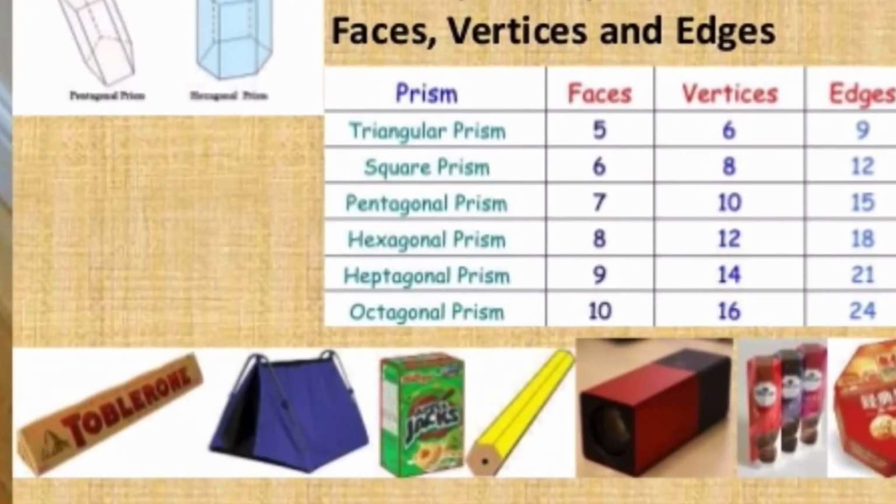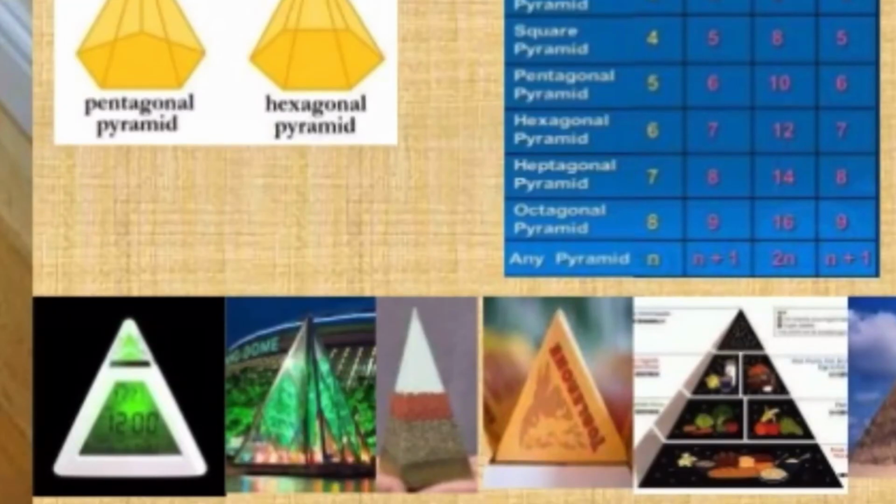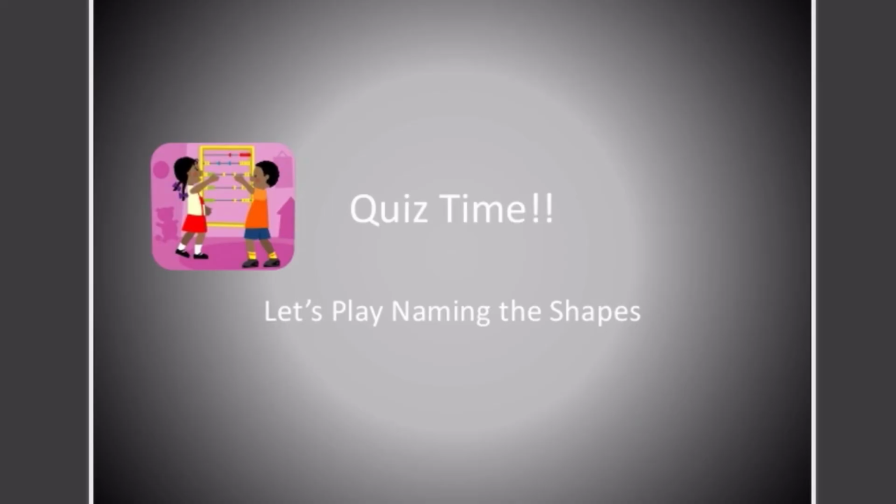Prism, these are prisms. Different packages of things in the form of a prism. Pyramid. Quiz time. Let's play naming the shapes.